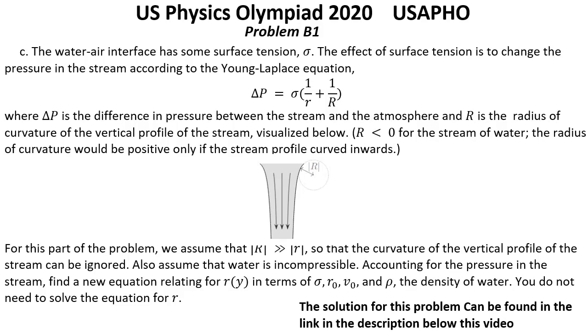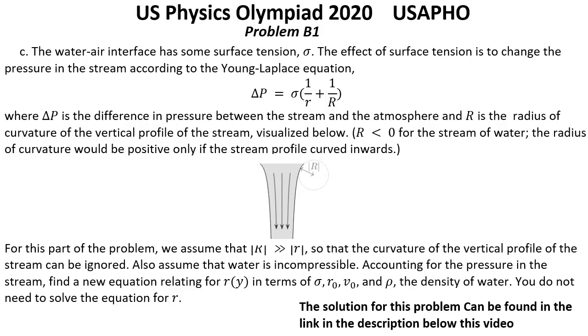R is less than 0 for the stream of water. The radius of curvature would be positive only if the stream profile curved inwards. For this part of the problem, we assume that |R| is much greater than |r|, so that the curvature of the vertical profile of the stream can be ignored. Also assume that water is incompressible.